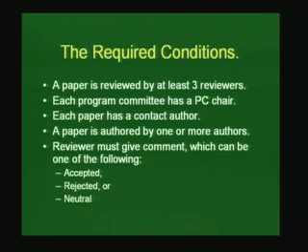Each program committee has a PC chair. So this is another required condition. You cannot have a program committee without a chair. Each paper has a contact author. If you go back through the requirements that we saw, all these have been picked from the set of requirements itself, right? That means that each paper should have a contact author and so on. A paper is authored by one or more authors. So obviously this means that you should not accept a paper without any authors in it. And a reviewer must give comments, which can be one of the following: accepted, rejected, or neutral. The reviewer cannot give any other comment other than these 3, and the reviewer should give one of these 3.